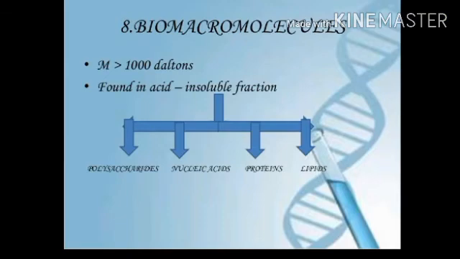Today we start biomacromolecules. The molecules which have a molecular weight of more than 1000 Dalton are called macromolecules. These molecules are found in the acid insoluble fraction or in the retentate. These molecules are polysaccharides, nucleic acids, proteins, and lipids.